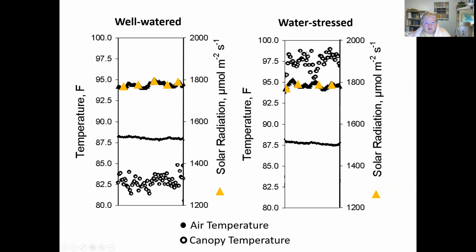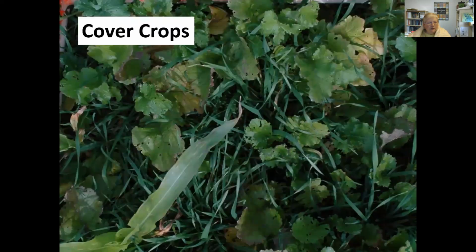Compare that with a water-stressed crop. Same day, same temperature. In this case, these plants are 10 degrees warmer than the air temperature. They are not able to cool. So there's about a 15-degree temperature difference between a well-watered crop and a water-stressed crop. And that temperature difference is going to directly impact the yield and the productivity of this crop. So water is very important. The more water you hold in the soil, the more water is available for the plant.